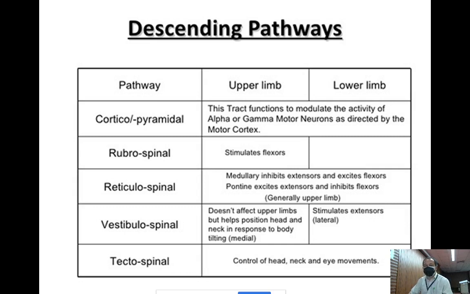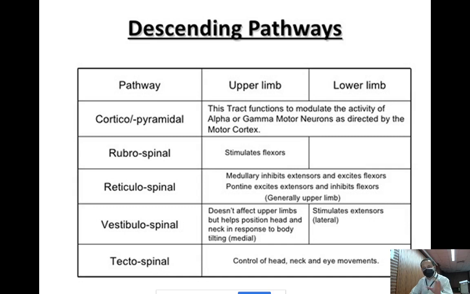As I've said in the very beginning of the discussion about the descending pathways, these pathways are basically involved in two essential functions. One is the control of voluntary movements, isn't it? And two is maintenance of posture and equilibrium. Same thing with the extrapyramidal tract.